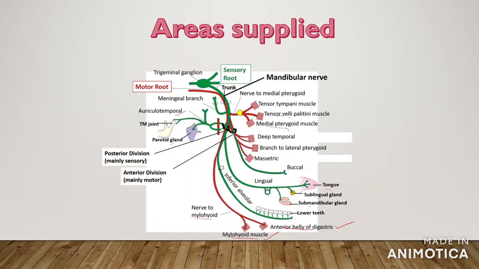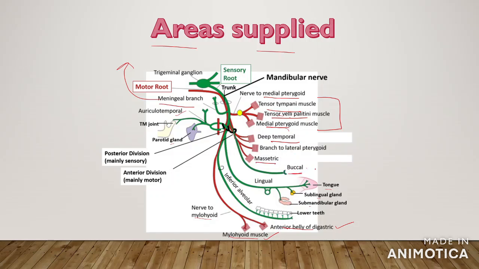Okay. So a very important thing to learn is what are the areas that are exactly supplied by these nerves. The nerve to medial pterygoid is going to supply mostly your medial pterygoid muscle. It will also give off branches to your tensor tympani and tensor veli palatini, right? So remember, this branch is going to supply all these three muscles. Okay. Then we have a meningeal branch. It is going to go to your brain meninges. Then after that, your anterior branch is going to supply almost all your muscles like temporalis, masseter.